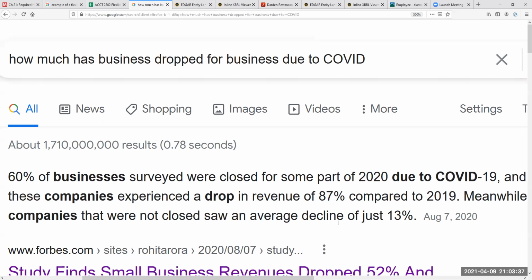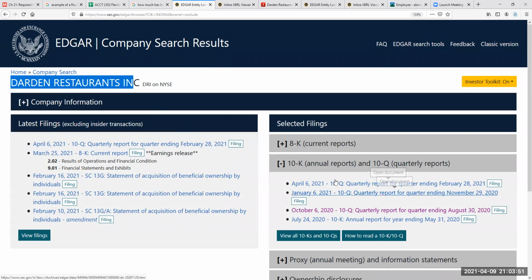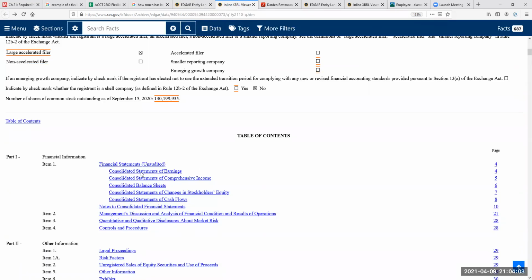So let's go look at some actual results to share with you, because I'd really like you to understand. Here, this is Darden Restaurants. Because we don't want to see the annual, we want to look at quarterly. So that is a 10Q, not the annual. If some of you had me for accounting one, you know we looked at annual reports, but we're looking at quarters to see what COVID did. So now I've clicked on that, and we're going to go to the statement of earnings.